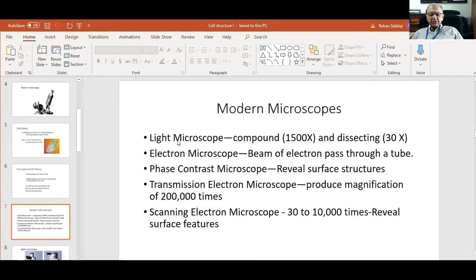Then these various microscopes. Those with odd roll numbers already had this inquiry activity on microscope. You have seen the light microscope, you have used it, you know how to use it, and you have also seen the dissecting microscope. The other group will have a look at this light microscope. We don't have an electron microscope, but it uses a beam of electrons which passes through a tube. There is a phase contrast microscope, a transmission electron microscope, and the scanning electron microscope. These are the various types of microscope, but you will be using the first type, the light microscope.